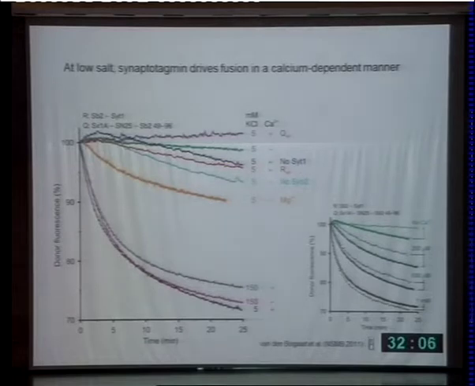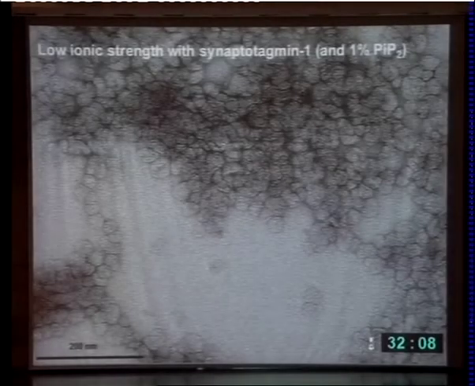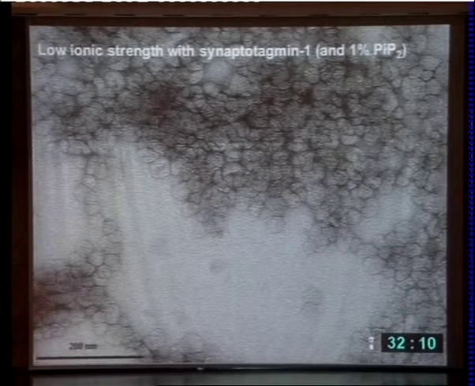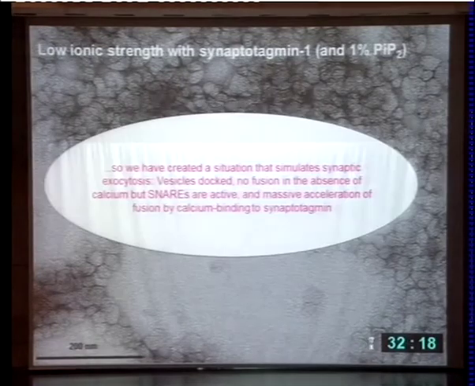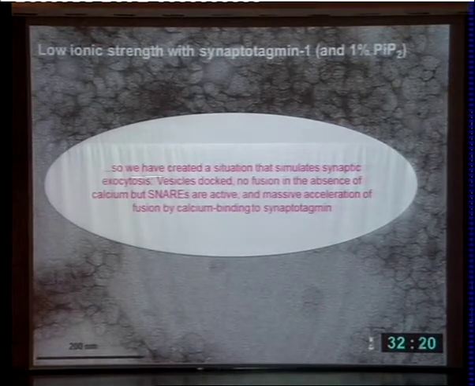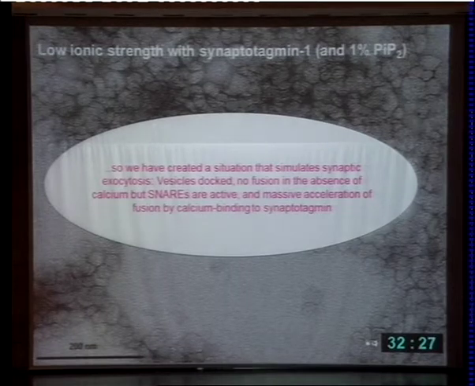So what's going on here? Now, unfortunately, we don't have cryo yet for technical reasons. We hope to get it to see how it looks. So I can show you only this ugly negative stain picture of these clustered liposomes. So we have created a state here that simulates synaptic exocytosis. Vesicles are docked, with no fusion in the absence of calcium, but snares are active, and there is massive acceleration of fusion by calcium binding to Synaptotagmin.